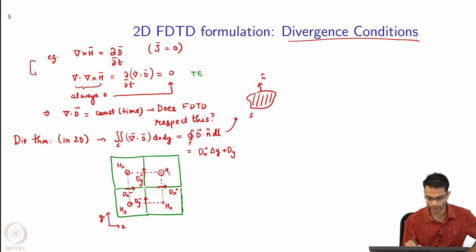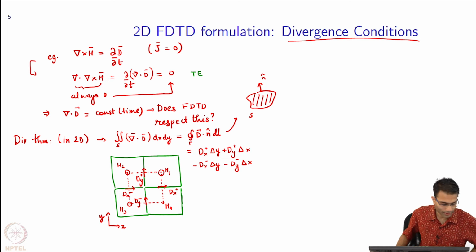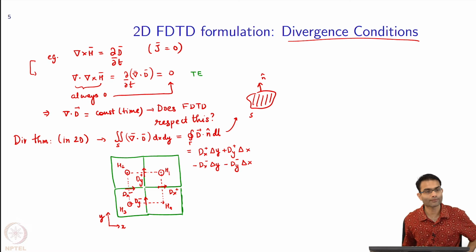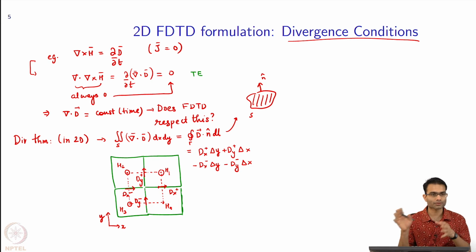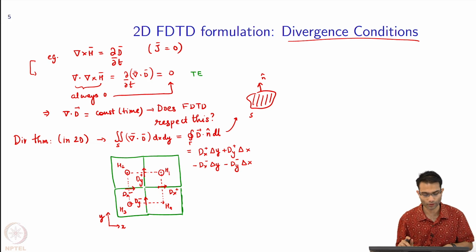Next is plus Dy plus delta x. Next is minus Dx minus delta y. Next, minus Dy minus delta x. So now that that's done, we have not yet actually used much of the FDTD. FDTD was about linking time derivatives to space derivatives. So far we have not done that.